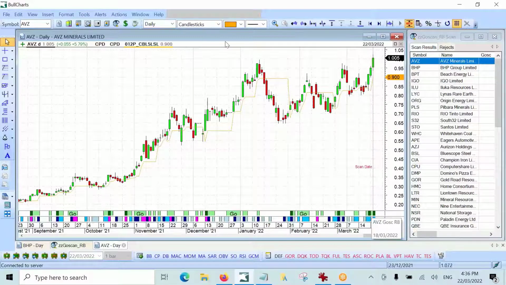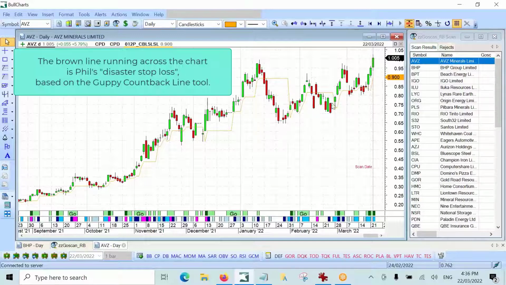3 days ago, a strong one. There's an ascending triangle there. It seems to have broken through. Don't know whether it will continue or not. It's like nice blue sky there. This line here is my disaster stop loss. It's actually a Guppy one countback line downwards.